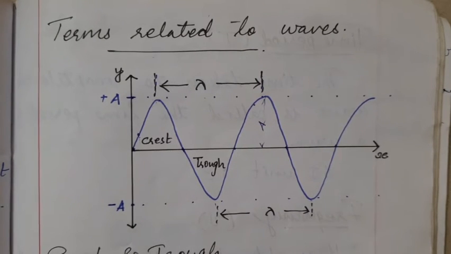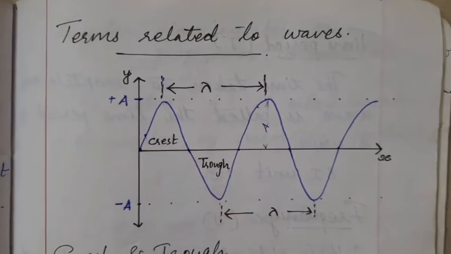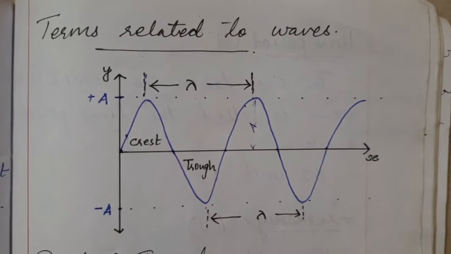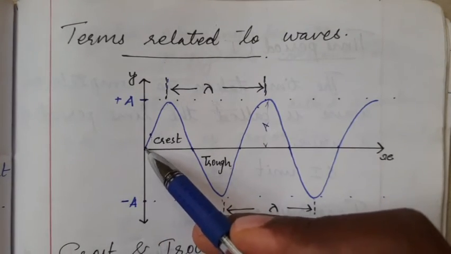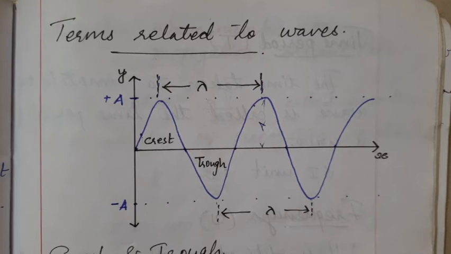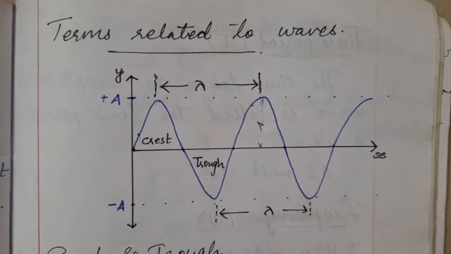Another term is the time period. Time period means the time taken by a wave to complete one cycle. That means the time taken for starting from here up to here. This is known as the time period, represented as capital T. Time for one wave, that is capital T.